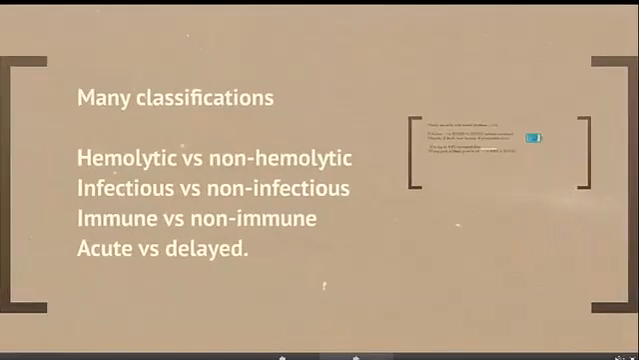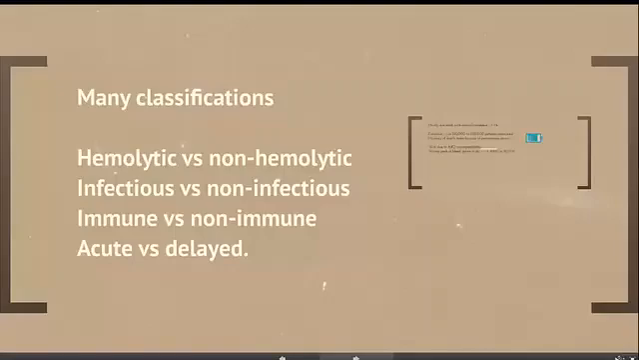Some of the books will classify the transfusion reaction based on the underlying mechanism of how it happens. Some of the books will classify it based on the cause of the complication, and some will classify it based on the timing of the complication. Many of the books classify this as hemolytic against non-hemolytic complication, infectious against non-infectious complication, immune against non-immune complication, or acute against delayed complication.